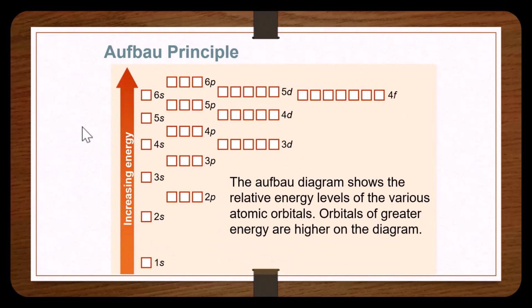The Aufbau diagram shows relative energy levels of various atomic orbitals. Orbitals of greater energy are at the higher part of the diagram.